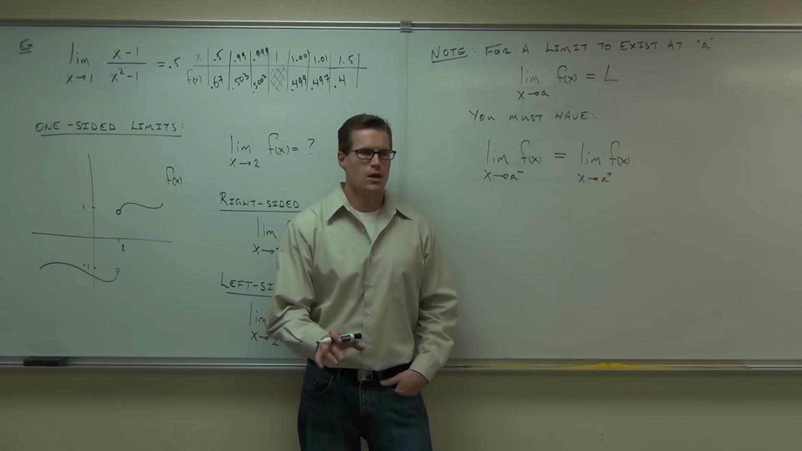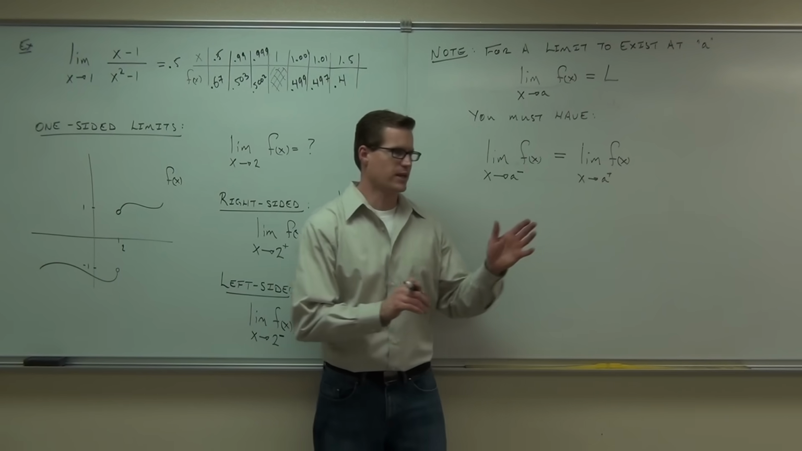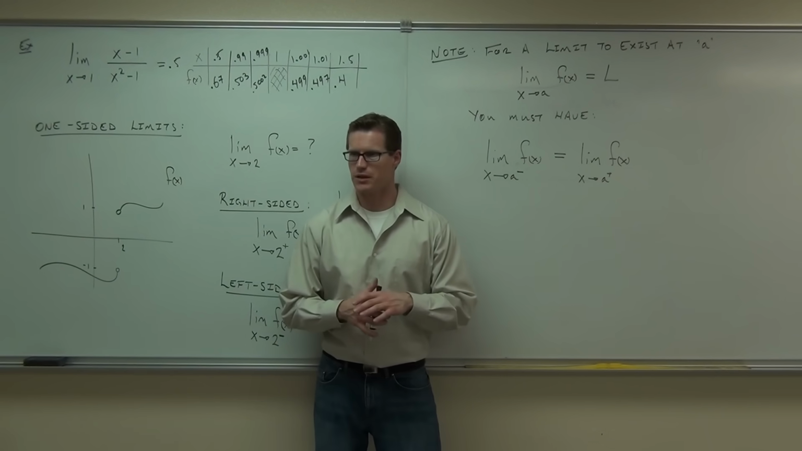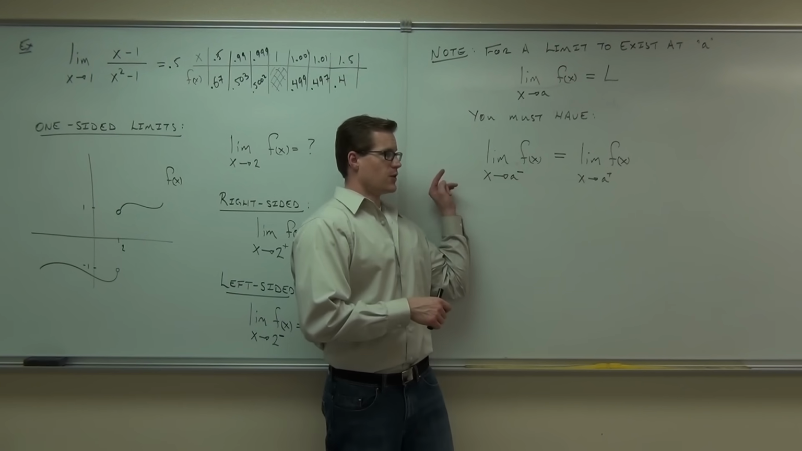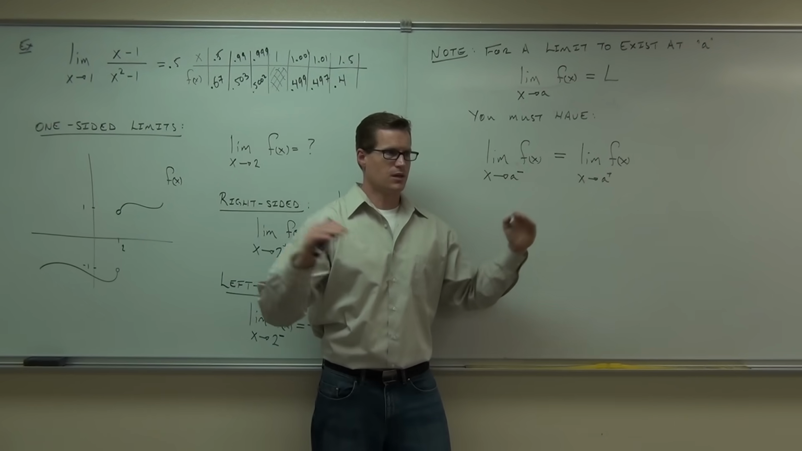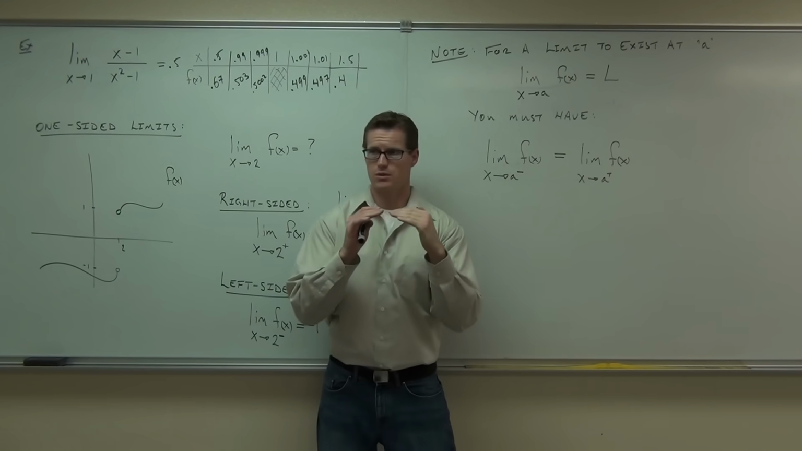It's got to happen. So let's see if that happens. What this says in plain English is this. Ready for the plain English part? Here's the plain English. The function from the left and the function from the right have to have the same value. Basically, they've got to meet up somewhere. You with me on that?